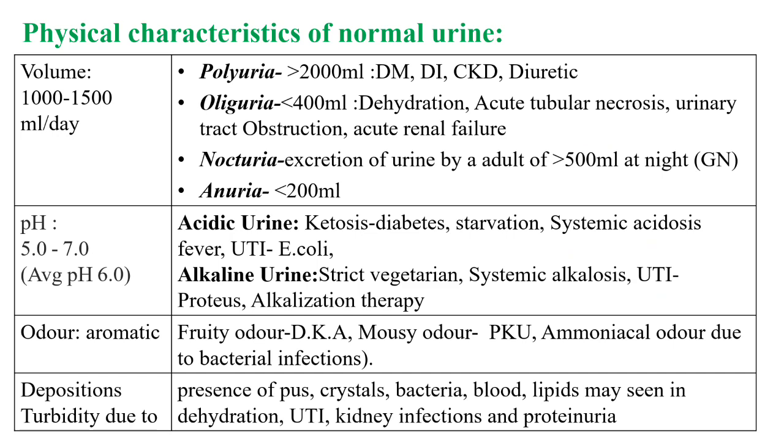So the normal odor of urine is aromatic, but in pathological conditions like diabetic ketosis it is a fruity odor, a mousy odor in phenylketonuria, and an ammoniacal odor due to bacterial infections. Turbidity is due to pus cells, crystals, bacteria, blood, and lipids, and may be seen in dehydration and any urinary tract infections, kidney infections, and proteinuria.